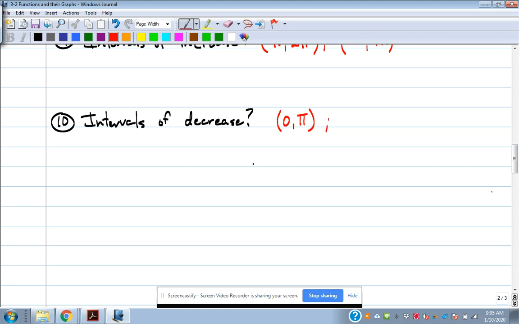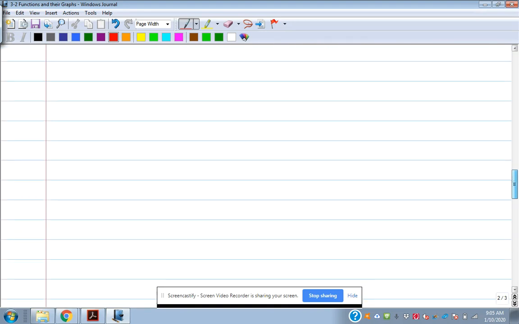And then what's the other decreasing interval? Good job. So that's not a hard thing. Looking at a graph and finding those pieces. Not too bad.